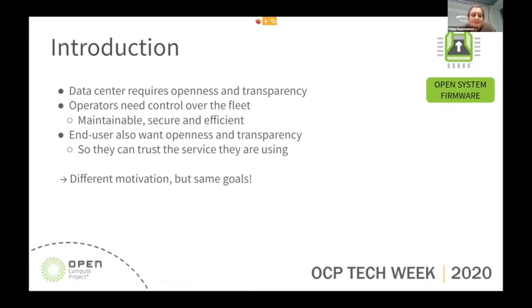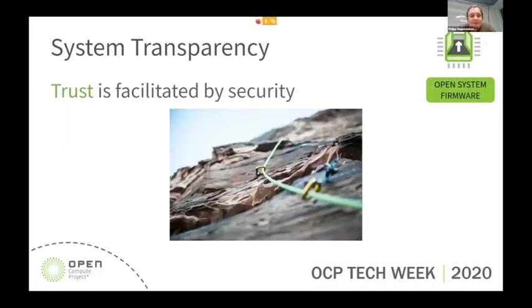And also, there might be end users. That depends on how you see end users. Normally they can also be operators or some other people inside the company. It can be that you're running some service and you also want to show your end users, who are using your service, how open and transparent you are, so they can trust your service, right? So these are two different motivations, but they are the same goals. In total, that means trust is really important.